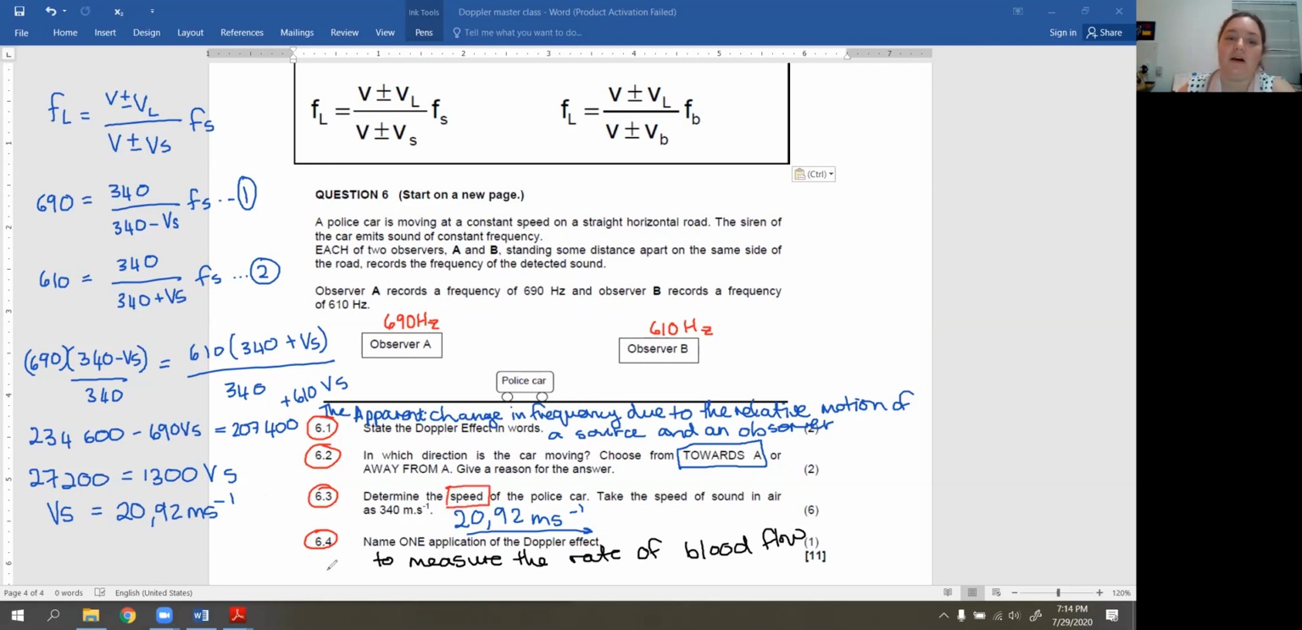Okay. And then lastly, name one application of the Doppler effect. I'd say to measure the rate of blood flow or to measure and detect fetal heart rates. Did anybody else put in any other uses of the Doppler effect? You can use it to measure the speed at which cars are traveling, so therefore in speed trapping and things like that.